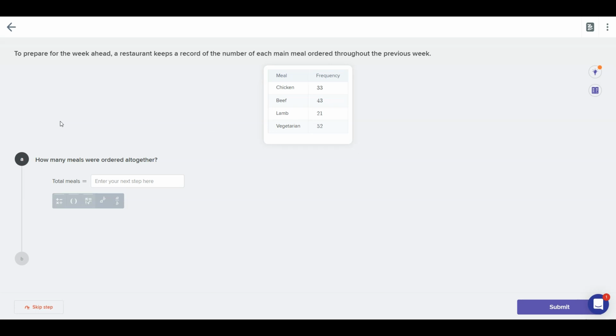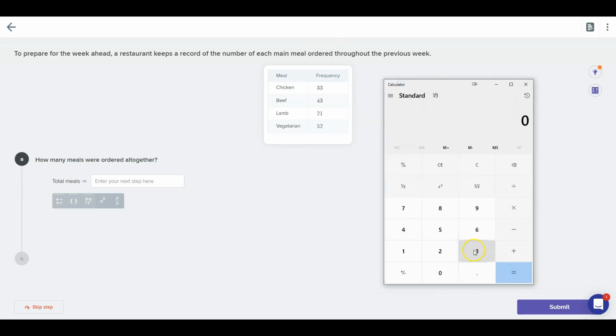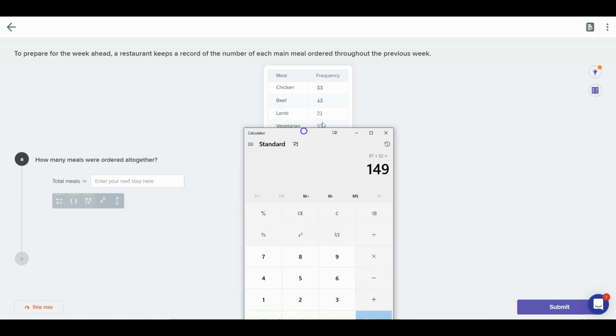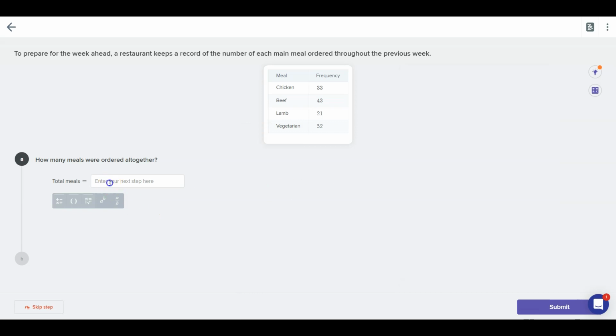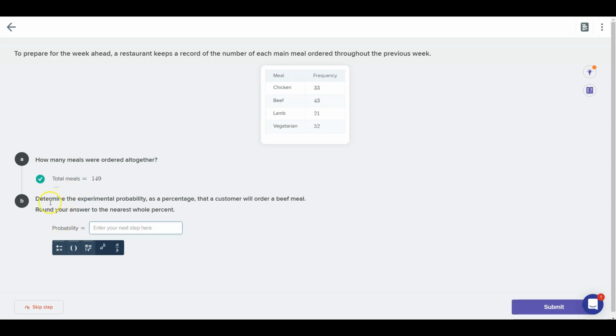can find a probability. So if I just simply take my calculator and add up those values, so I've got 33 plus 43 plus 21 plus 52 equals, now really my working out should be write that equation out, so total equals 33 plus 43 plus 21 plus 52 equals 149, and then in MathSpace I can put my answer in. It then asks part B, determine the experimental probability as a percentage that a customer will order a beef meal, round your answer to the nearest whole percent.